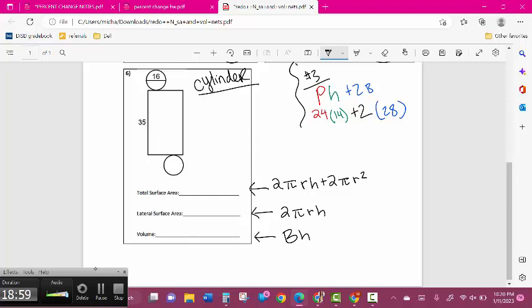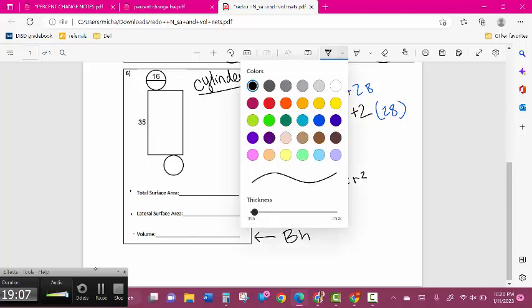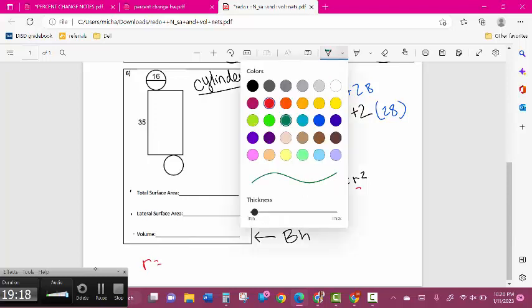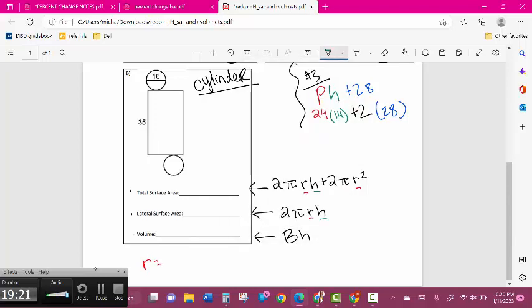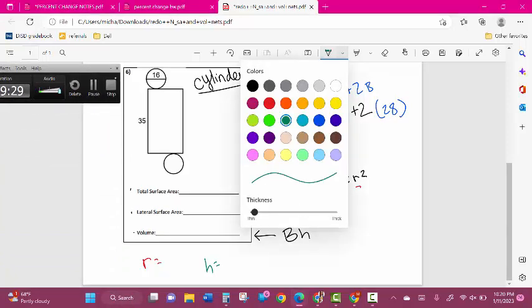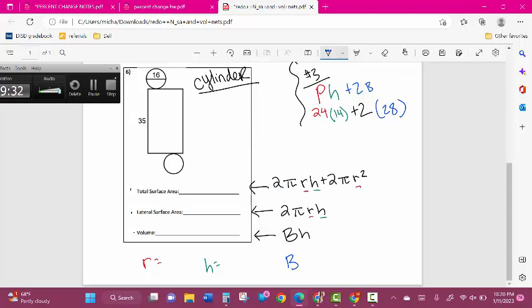Okay, so the things that I need from this cylinder in order to find the total surface area, the lateral surface area, and the volume look to be, well, I've got to know what R is, right? I've got to know what H is. And I also have to know what big B is.